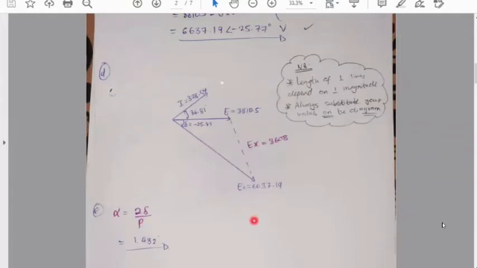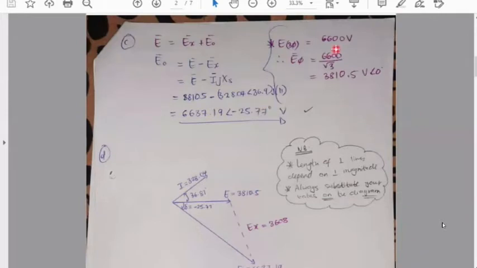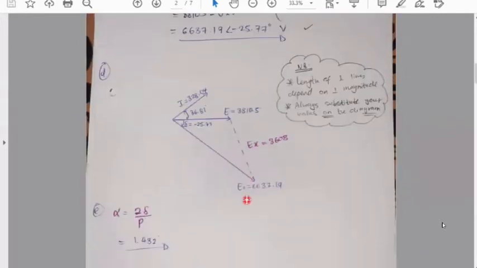Okay, sorry, that's the last question. For now, we have to draw the phasor diagram as well. We have all the information that we need. So E, we know that it's straight up, right? But E is 3810.5. It is not 6,600 volts. You write your per phase value, don't forget that.